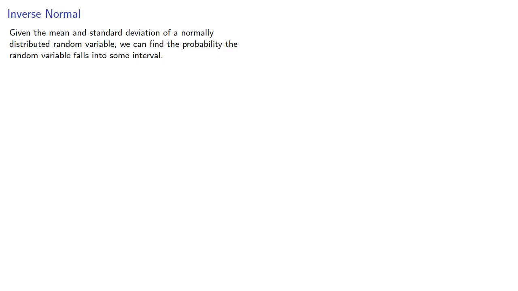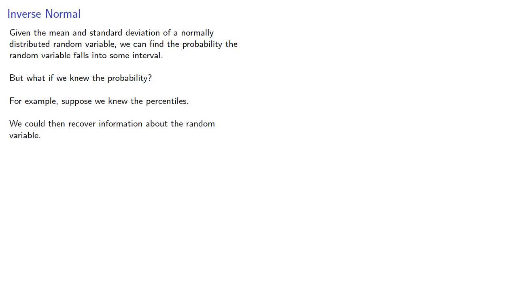Given the mean and standard deviation of a normally distributed random variable, we can find the probability the random variable falls into some interval. But what if we knew the probability? For example, suppose we knew the percentiles. We could then recover information about the random variable.